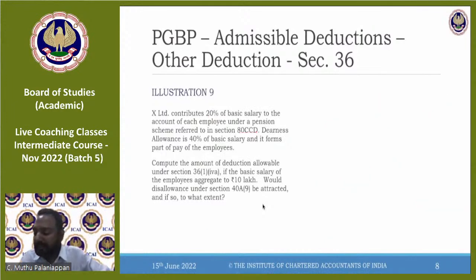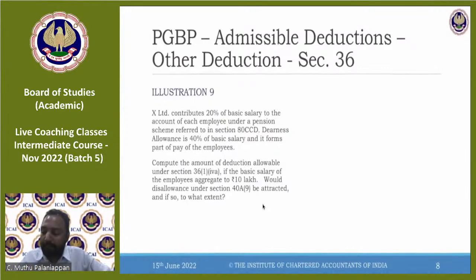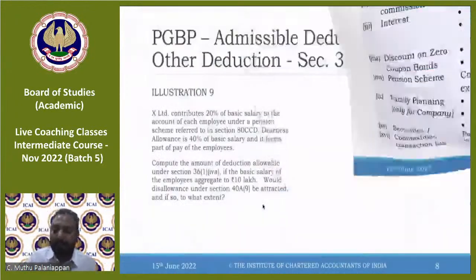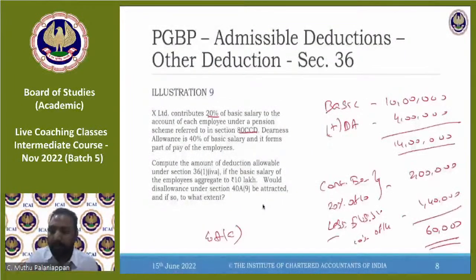So section 36 says only 10% is allowed. Whatever is beyond that, only 10% is actually allowed, so beyond that is actually disallowed. So that's what we have computed in this particular section. Okay. So we'll move on to the next section.